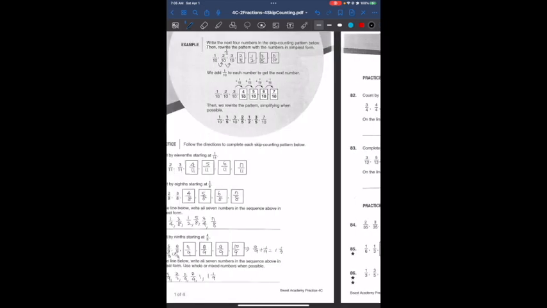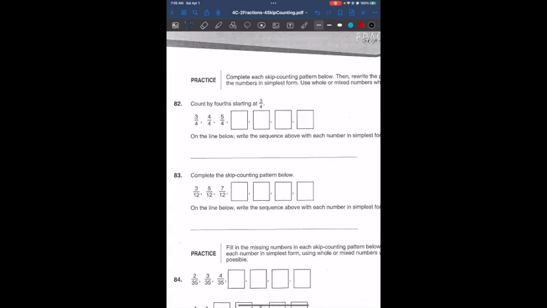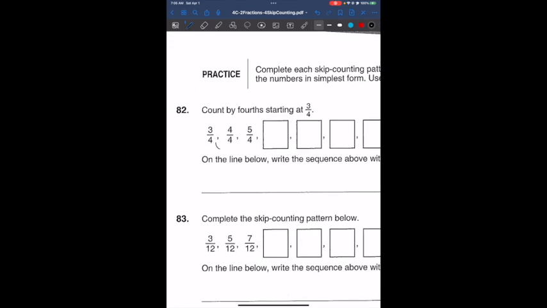Now we're going to move on to our next problem. It says count by fourths starting at 3 over 4. Now again, even though we're starting at 3 over 4, we're skip counting by 1/4, so we're adding 1/4 every time. And so it's going to be 6 over 4, 7 over 4, 8 over 4.